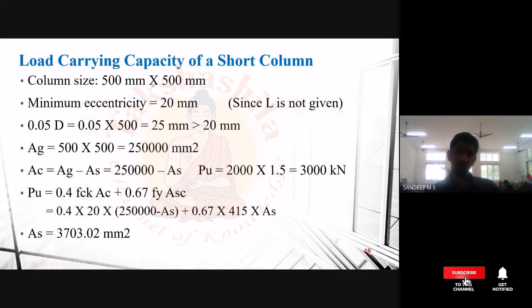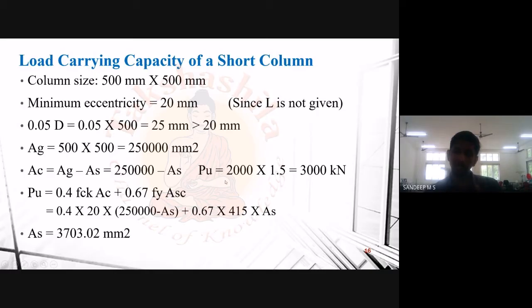So this is the cross section. Again, we are assuming the minimum eccentricity to be 20, and we are checking that 0.05D is greater than 20. We are getting it as 25, so it is greater than 20. So we can use this equation, and the gross cross sectional area is this much. Again, the area of concrete will be the difference of gross area and the area of steel. So we are just substituting that, but we don't know the value of area of steel, so we are keeping it as the variable itself.